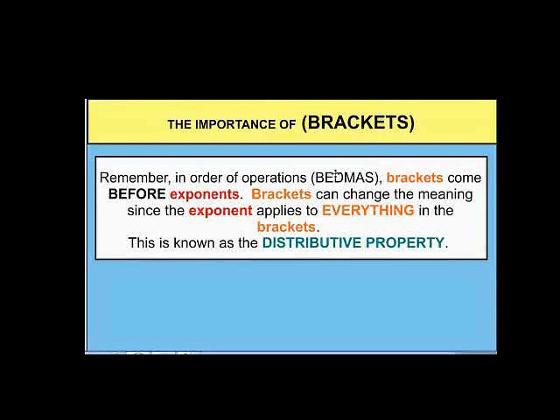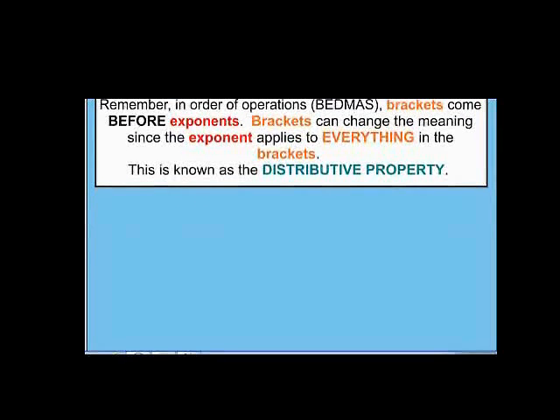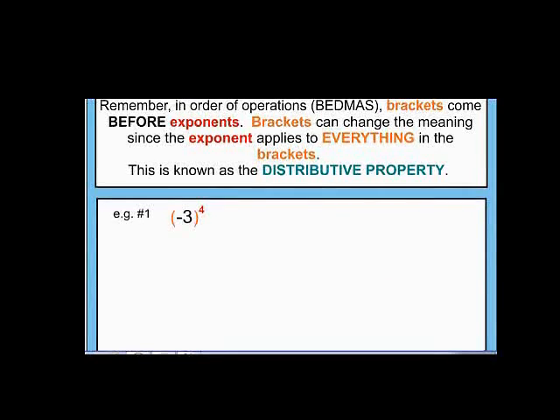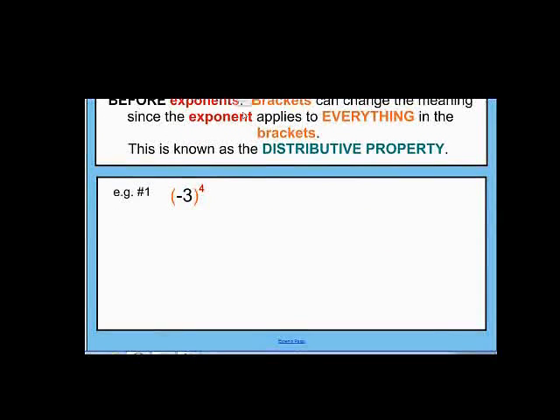So if there's an exponent outside of brackets, it applies to every single piece inside the brackets. It's what's known as a distributive property, and we'll see how it plays out and take a look at a couple examples, because as I said, it can change the meaning quite significantly. So if we take a look at this first example here, we've got (-3) to the power of 4. And again, we'll notice that the -3, the whole thing is in brackets. What that means is that this exponent of 4 applies to both the negative and the 3.